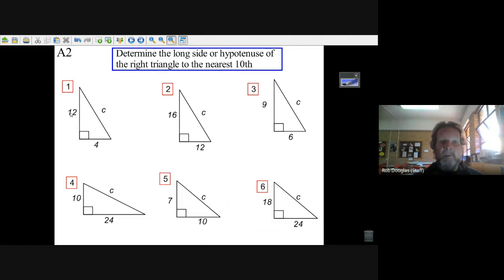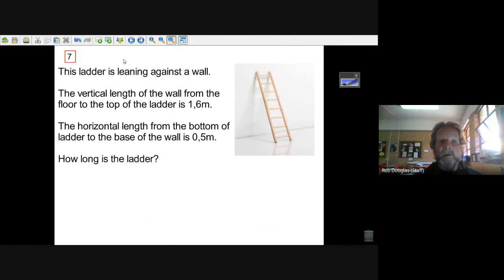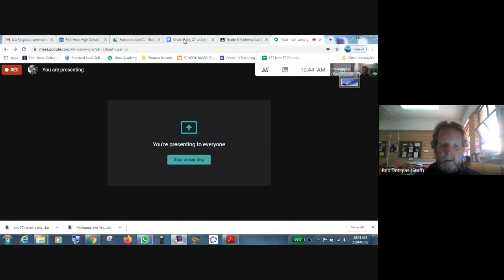Well, that's how all these questions work. You just square the two sides, add them, and take the square root. And that's Pythagoras. Question 7 is just a story with a ladder, but there's really a triangle there. You're given two sides of the triangle, and they're given in decimals, but you just square them and add them and take the square root, and that's how it works.